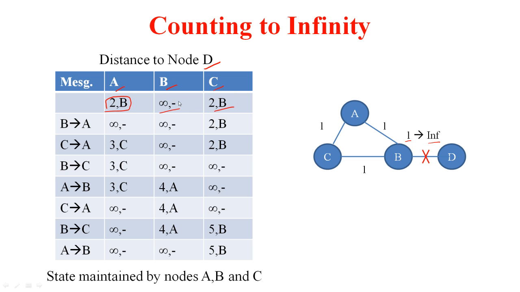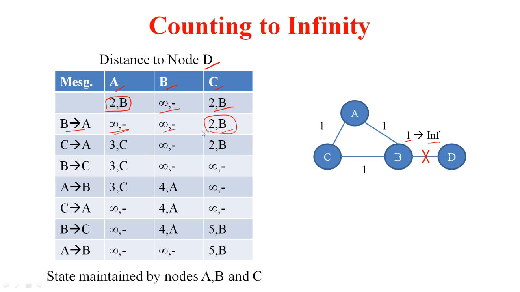So this link breakage is going to do a triggered update. So B is going to tell A that it is at a cost of infinity to D, thereby A is also going to change it to cost of infinity because it is going via B. So this is the state after this particular message reaches A. Now suppose even before B sent its triggered update to C, C happened to contact A, and this, let's say, is a periodic update where C is telling A, I can reach D at a cost of 2 because that is the information it has.